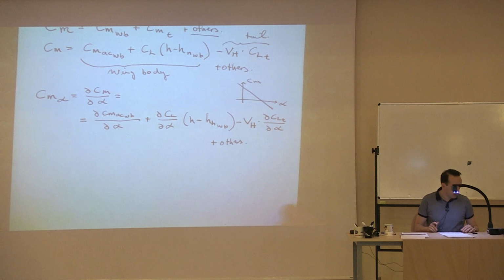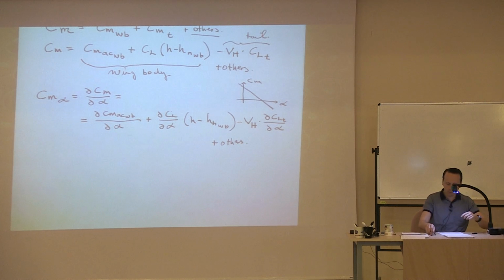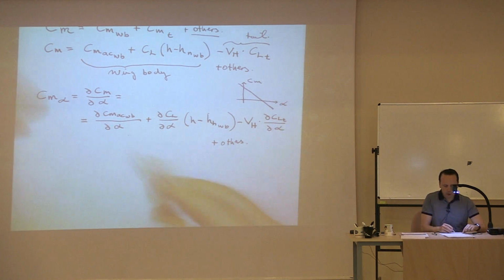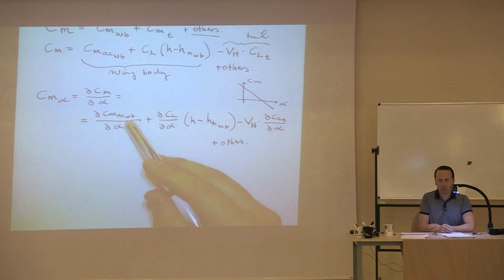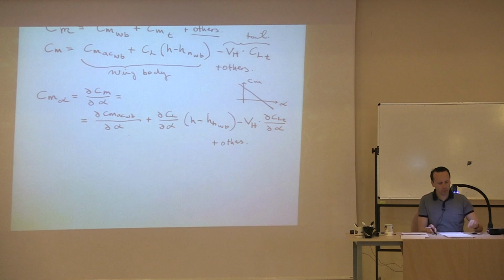Okay. Let's start with the first one. We are looking at the change of the pitching moment at the aerodynamic center of the wing body with respect to alpha. What would that be? 0. Why is that? Because the pitching moment does not change with respect to alpha at the aerodynamic center. That's the definition of the aerodynamic center.